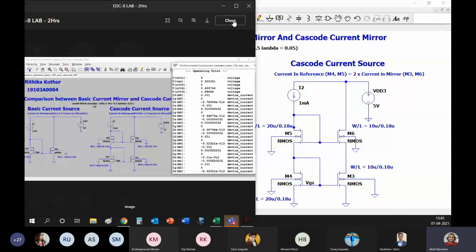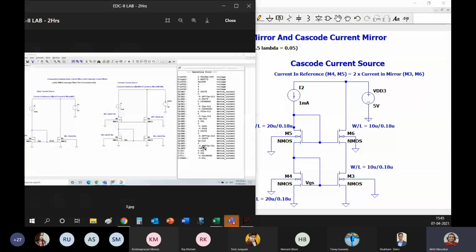Let's see Dhruwali's output. Dhruwali, what is your lambda? 0.05. Okay.